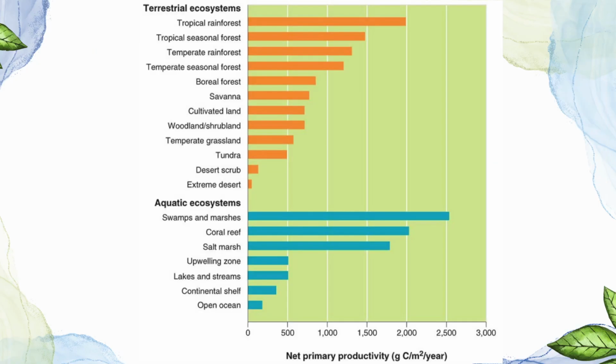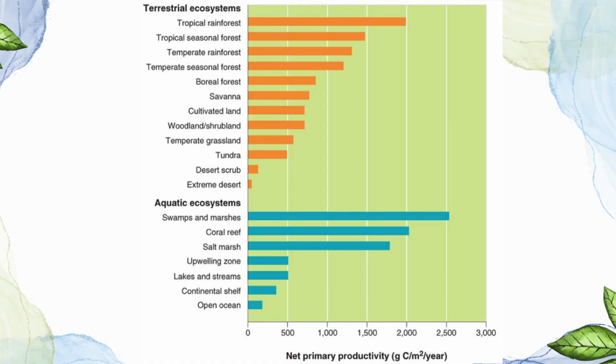Net primary productivity is a measure of the energy captured by producers that is available to the consumers in the ecosystem. It's essentially a way of measuring how productive a biome is. On land, you can see that the most productive biomes are located in the tropics, where high temperatures and ample precipitation lead to incredibly high productivity in tropical and temperate forests. On the other hand, a lack of water makes the deserts the least productive terrestrial biomes.